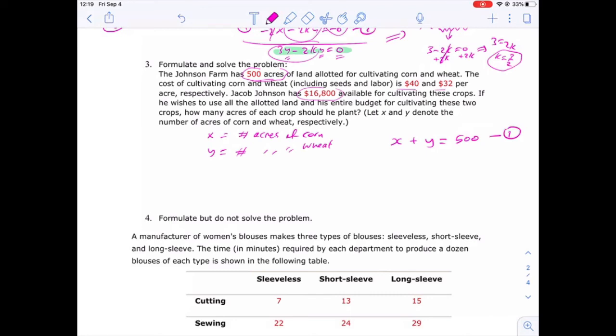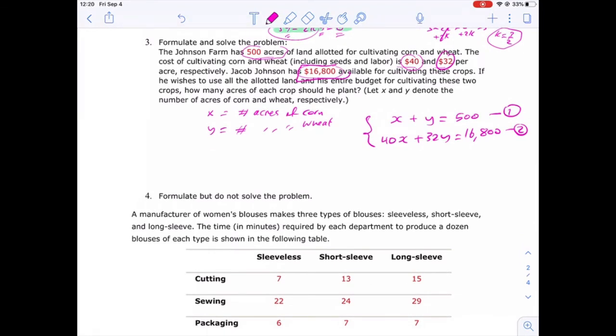We need another equation. So for the second equation, we focus on the cost. So $40 for X, which is related to corn, the number of acres of corn, plus 32Y is equal to what? The budget. The budget is 16,800. This is the second equation. So we got a system of linear equations. We call them linear equations because, as you can see, the power of the variables is equal to 1, and when we graph them we get lines.